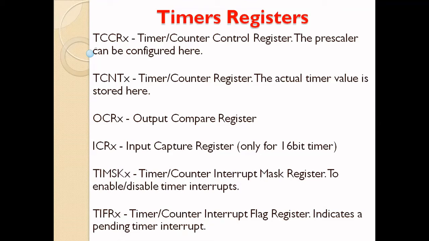Next one is the timer counter interrupt flag register. When the timer reaches the maximum value, an interrupt will occur. The interrupt will be flagged in these registers. So by seeing these registers, we can tell that the timer interrupt has occurred.